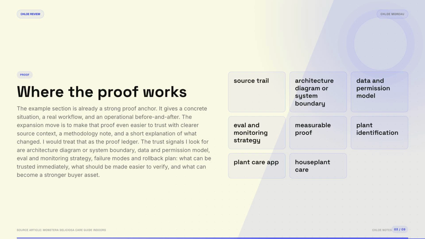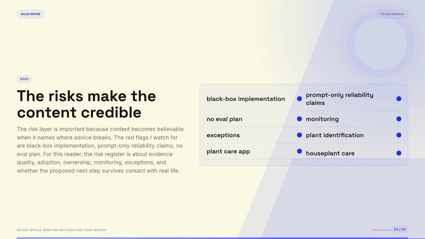The example section is already a strong proof anchor. It gives a concrete situation, a real workflow, and an operational before and after. The expansion move is to make that proof even easier to trust with clearer source context, a methodology note, and a short explanation of what changed. I would treat that as the proof ledger.